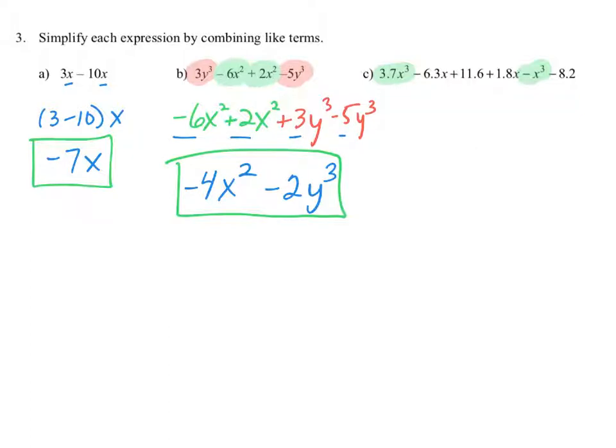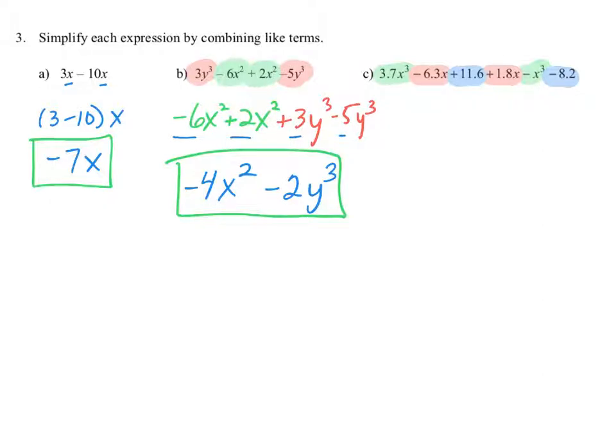We can also combine the minus 6.3x with the plus 1.8x. Again, those both have the same variable base, the same exponent of 1. And then finally, the plus 11.6 can be combined with the minus 8.2. We call those constants. There's no variables in them. So let's go ahead and group those, combine like terms to simplify the expression.